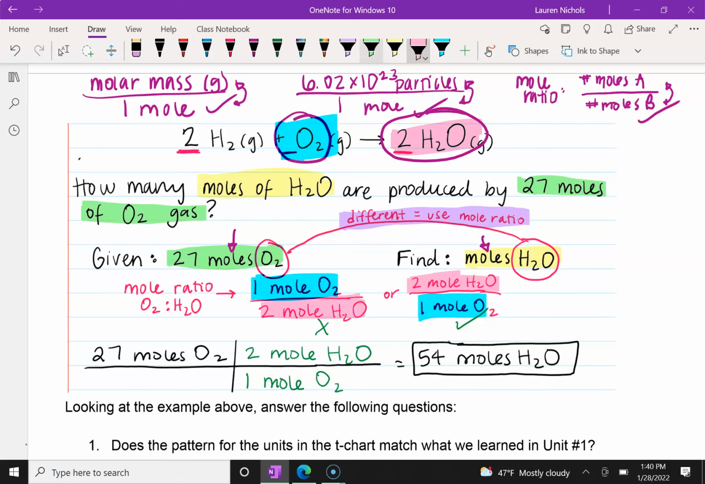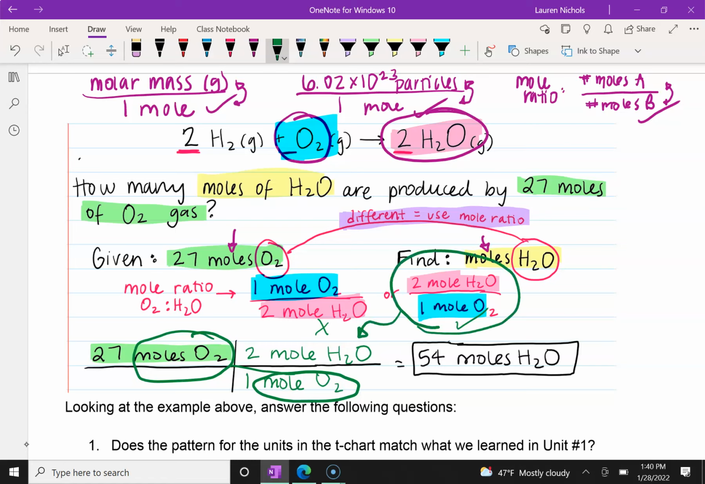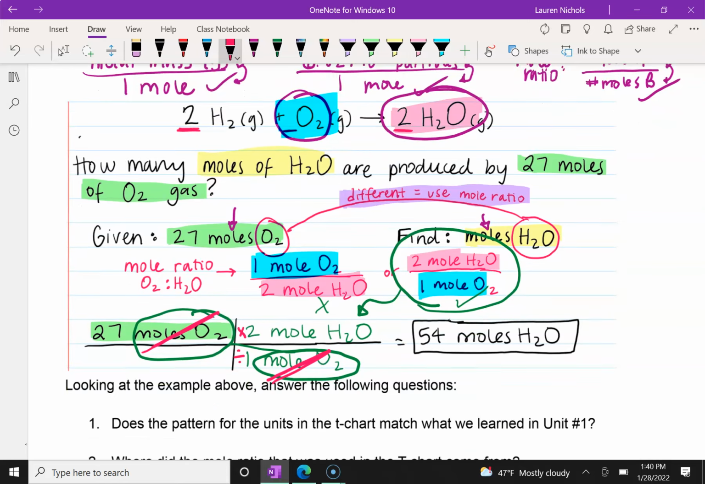Now, when we start our t-chart, we always take what's given to us and we put it at the top. But since we have moles of oxygen at the top, that means that this has to repeat itself down here, which means that we will be using this conversion factor here because it's the only one that has moles of oxygen in the bottom. So then 27 times 2 divided by 1 gives us 54 moles of water because moles of oxygen are going to cancel out.